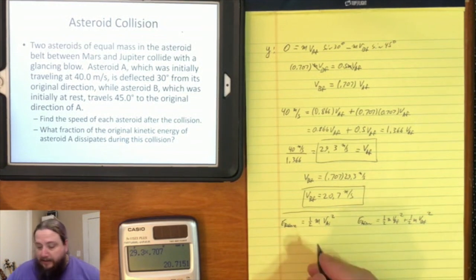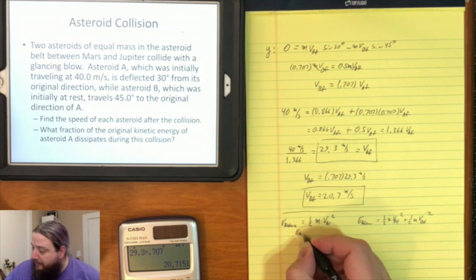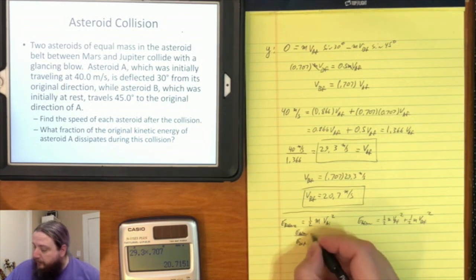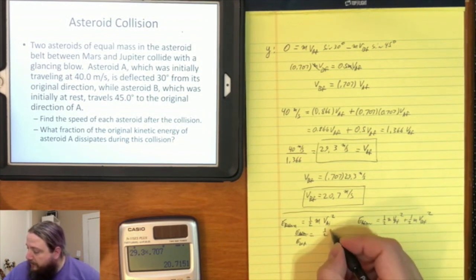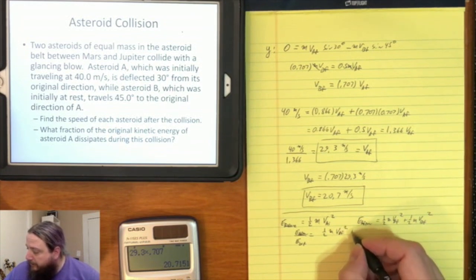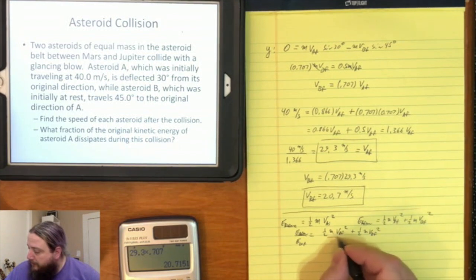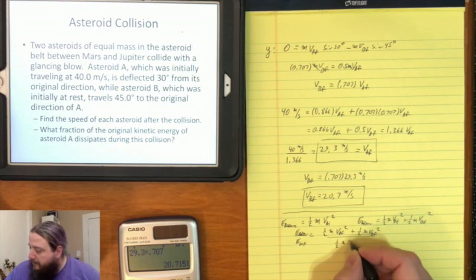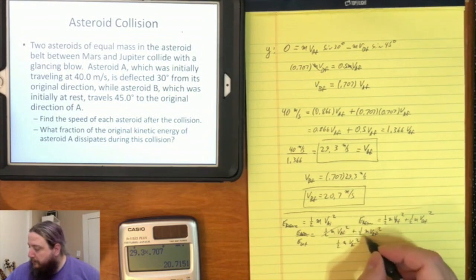And we could calculate basically the ratio of the energy afterwards to the energy beforehand. So energy after over energy before, well, that's going to be our two kinetic energy terms, 1/2 m VA final squared plus 1/2 m VB final squared, all of that over our initial 1/2 m VA initial squared. And the 1/2 m terms all cancel.